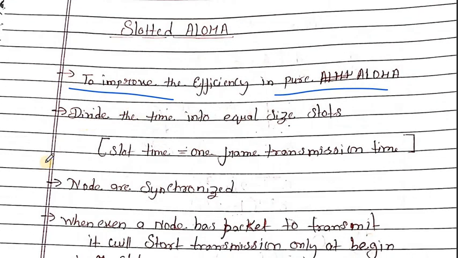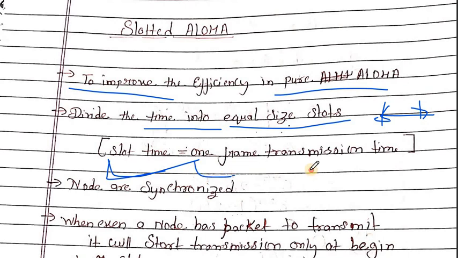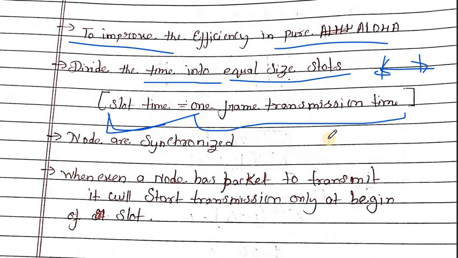Here in slotted Aloha, the time is divided into equal slots, because the frame size is equal. Must remember, here the frame size is equal. So the time is divided into equal slots. And what is the slot time? The slot time is one transmission time.